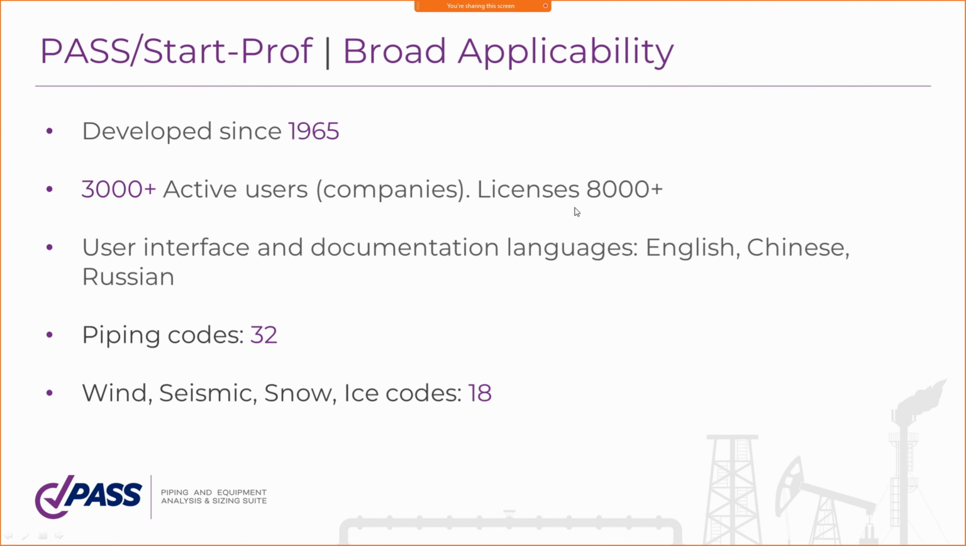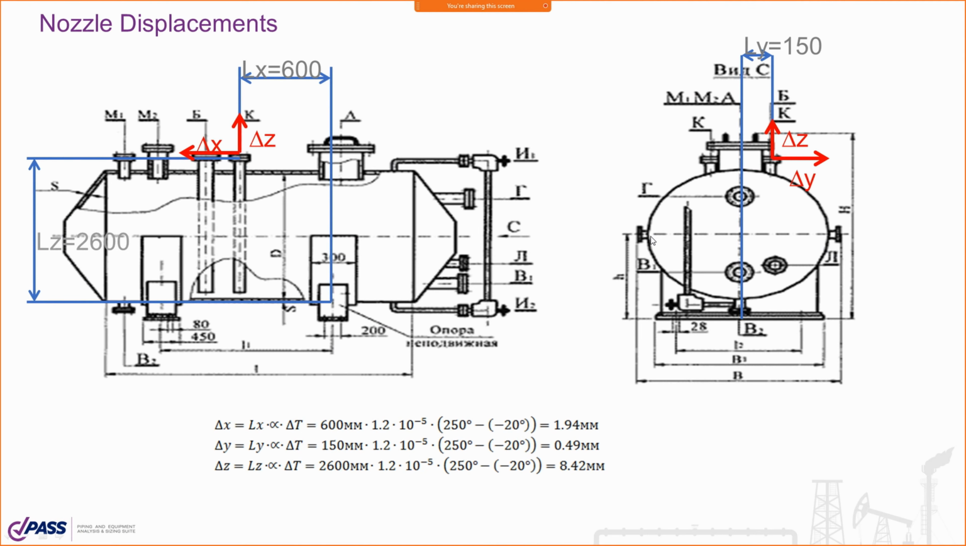A little information about Past Start Proof. It has been developed since 1965 and is widely used in Russia and some other countries. We have about 3,000 active users, and the user interface is in English, Chinese, and Russian. We have 32 piping codes included in the software, and about 18 codes for wind, seismic, snow, and ice. So let me show you the Start Proof software.